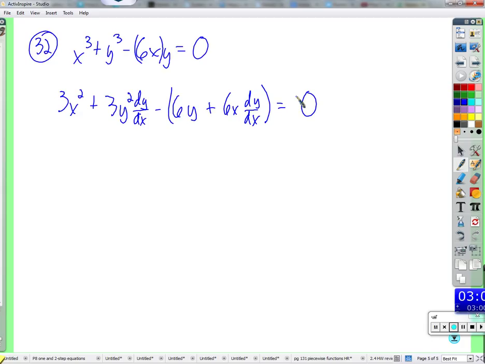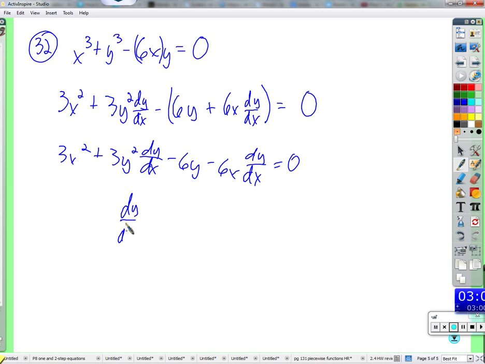Equals the derivative of 0, which is 0. 3x squared plus 3y squared dy dx minus 6y minus 6x dy dx equals 0. Get the dy dx terms on one side, and get ready to factor out that dy dx. Actually, I'm going to do that all at once.